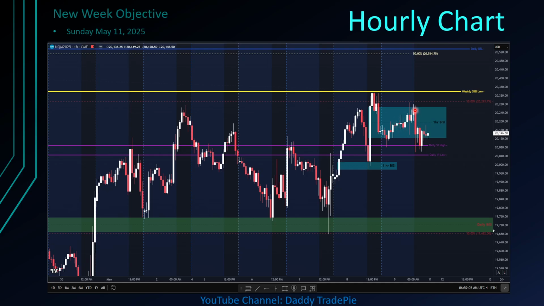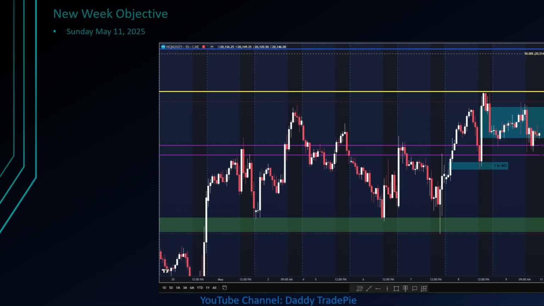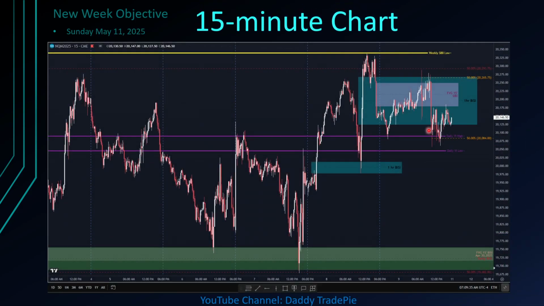And after that, with the opening bell, we started trading lower and going below the Asian low from Friday's trading session and jumped into the daily volume imbalance high. After that, we traded higher a little bit but still stayed in the lower half of the hourly inefficiency. So we are now jumping into the 15-minute chart to see more detail about this.